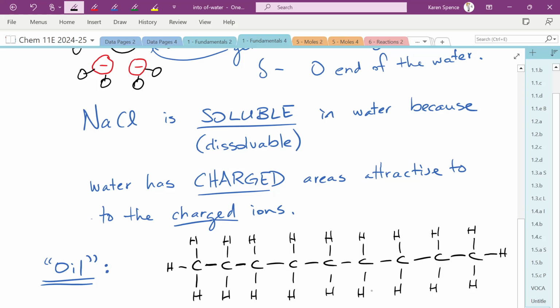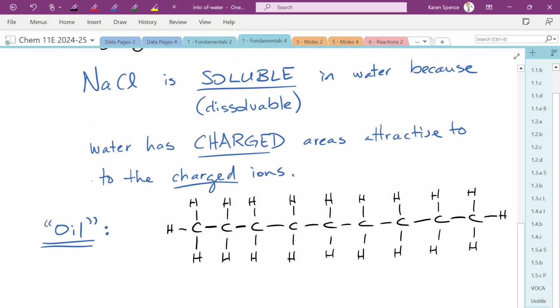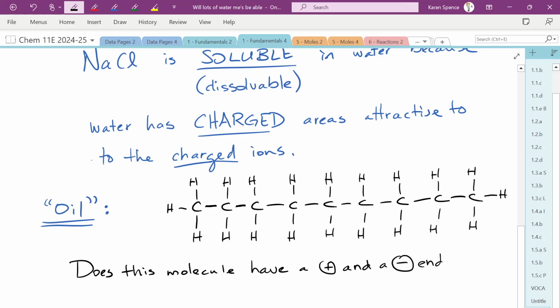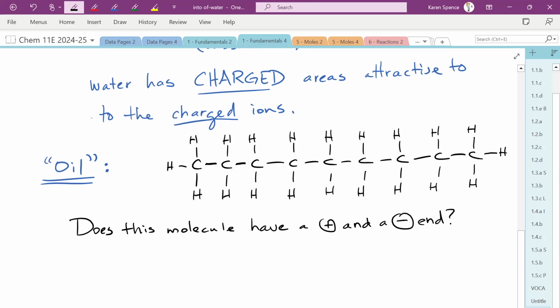Like I said, that's not really what oil looks like. This is just an alkane, okay? It's just a plain carbon-hydrogen compound, but it's close enough to what an oil looks like for us to think about it and do this thought experiment. So what I'm going to ask you is, does this molecule have a positive and a negative end? And when we say if it has a positive and a negative end, i.e., is it a polar molecule?